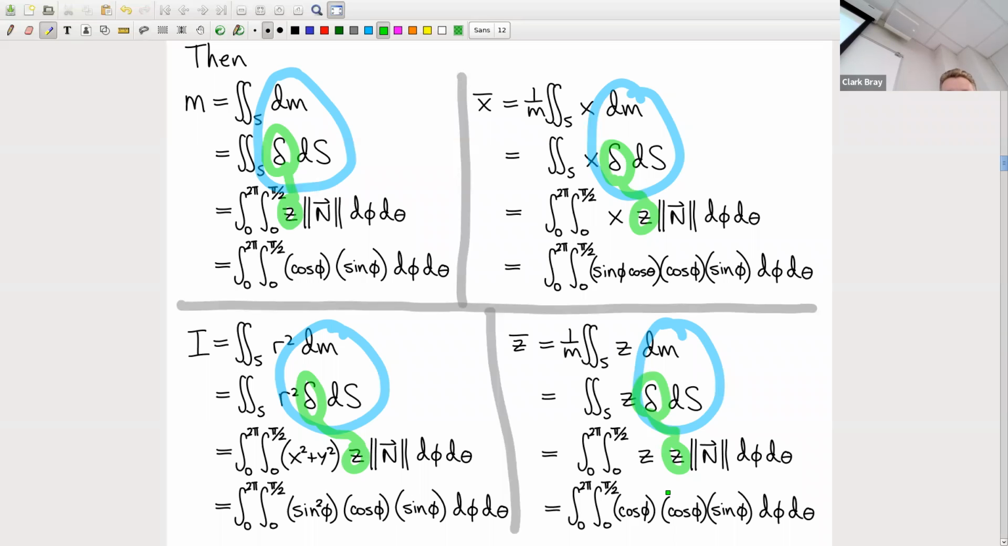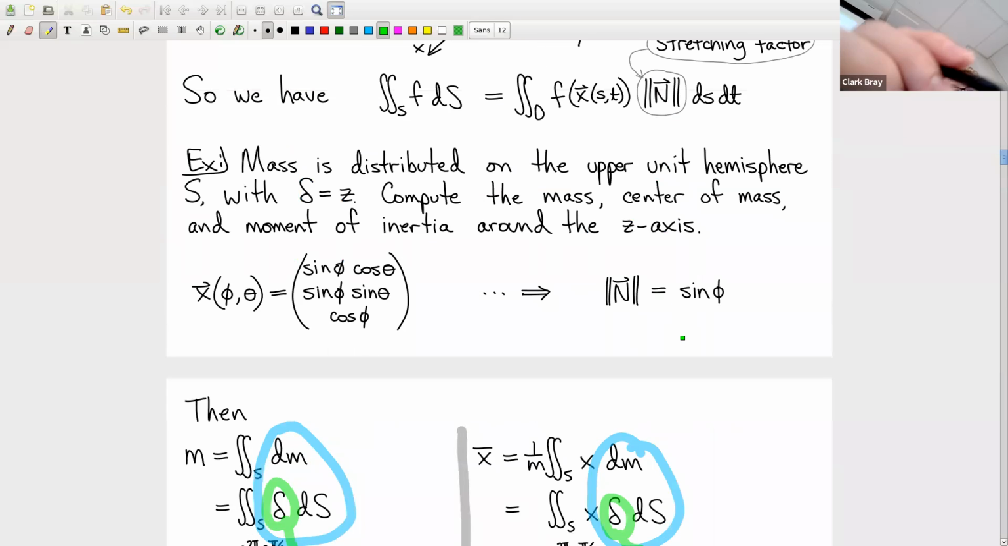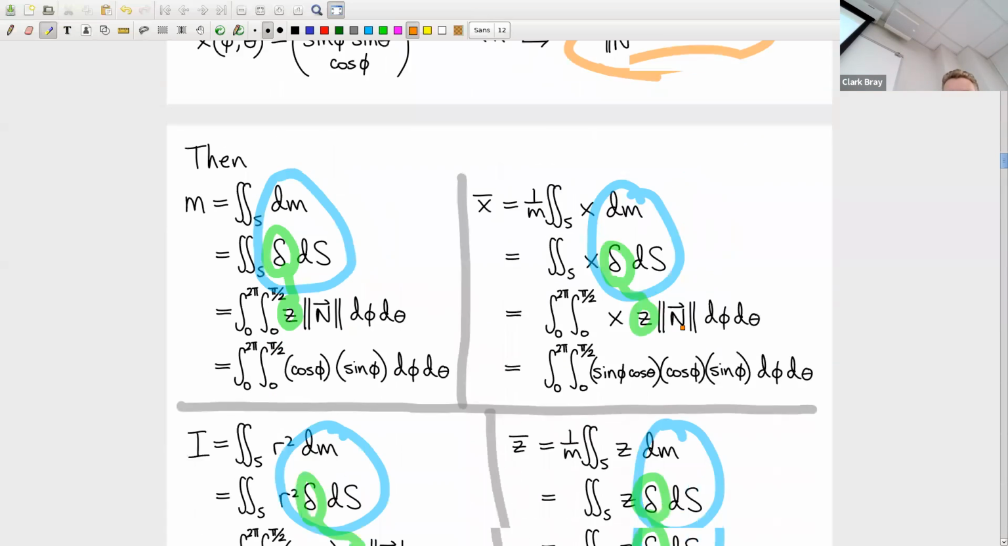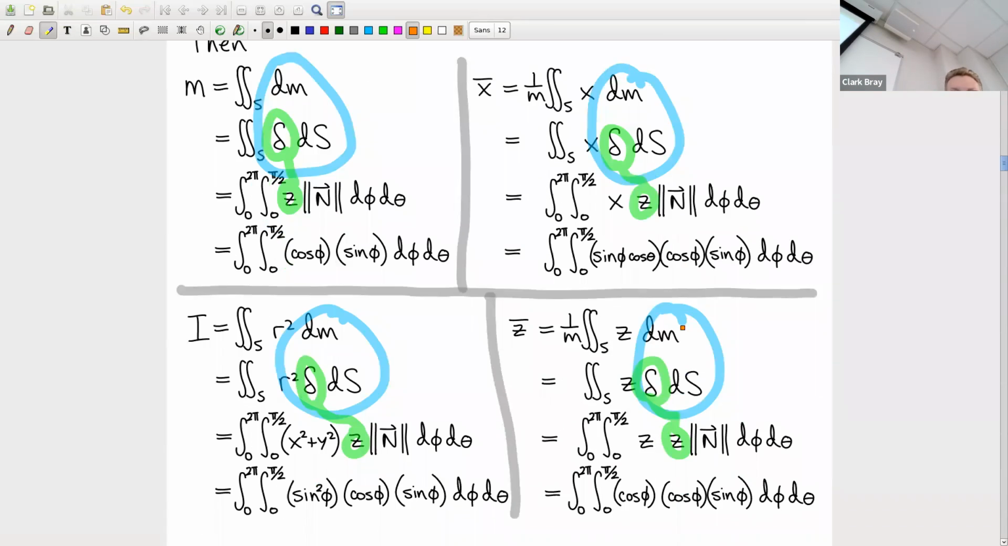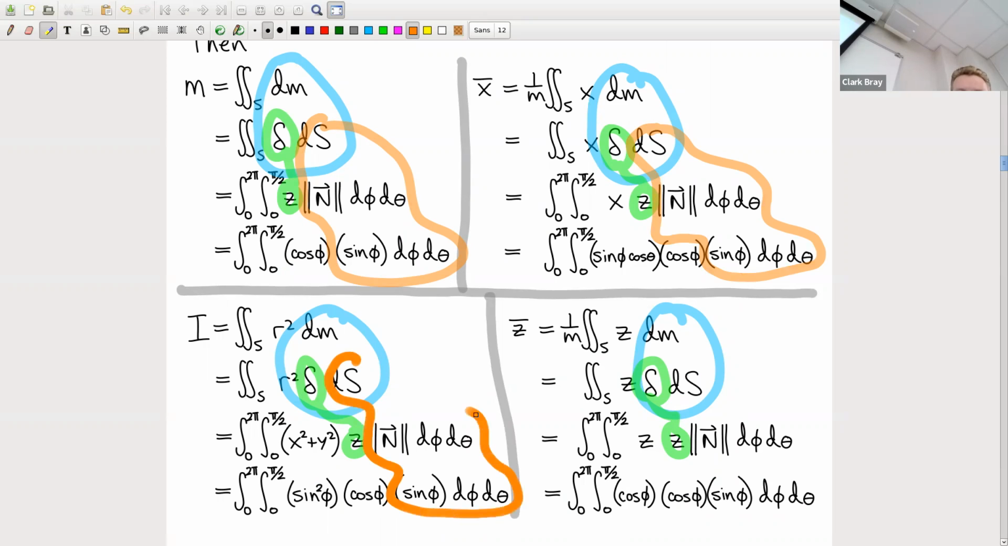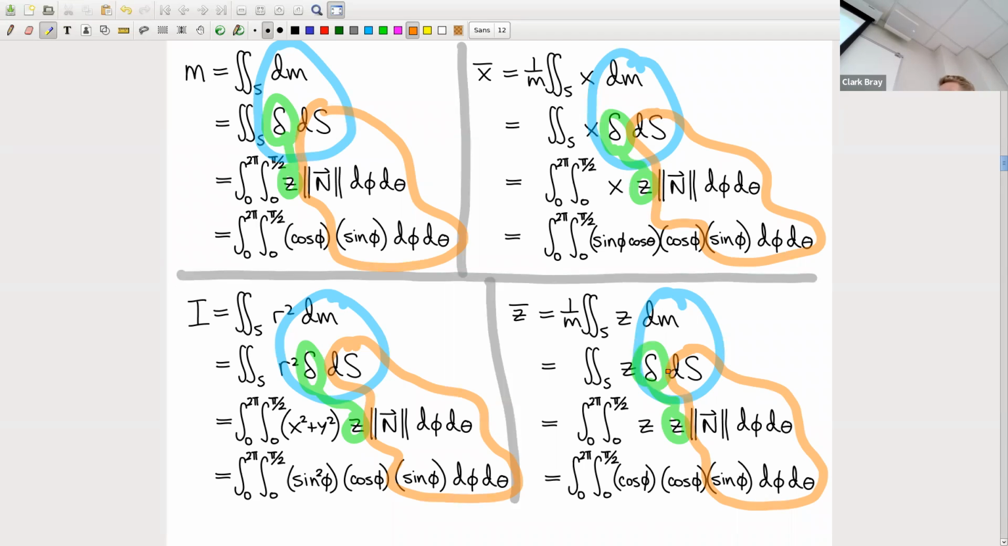Again, we've already observed that our stretching factor is sine phi. So with that in mind, all this is the same. The spacing is a little different, but all of this is the same in all four of these calculations. ds is sine phi d phi d theta because sine phi is our stretching factor. Everybody good?